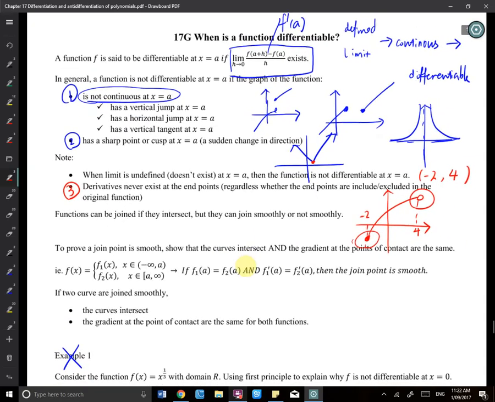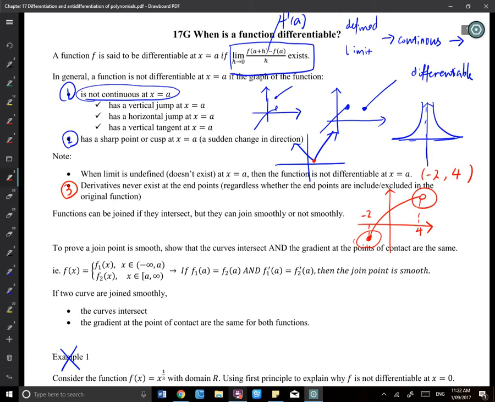Let's have a look at the next line. Functions can be joined if they intersect. Just like an open circle and a closed circle, if they have the same x and same y value, they are joined together.